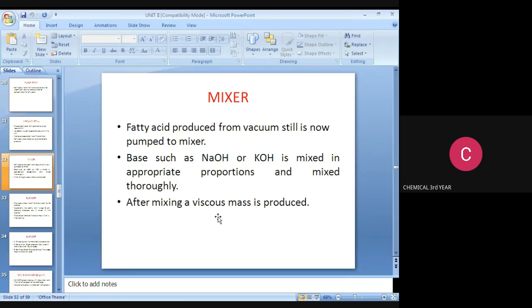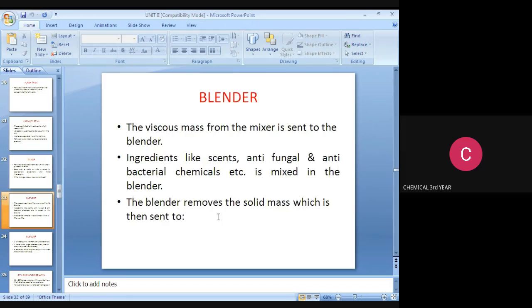Next, the mixer. Fatty acid obtained from the vacuum still is now pumped to the mixer. A base such as NaOH or KOH is added in appropriate proportions and mixed thoroughly. After mixing, a viscous mass is produced.